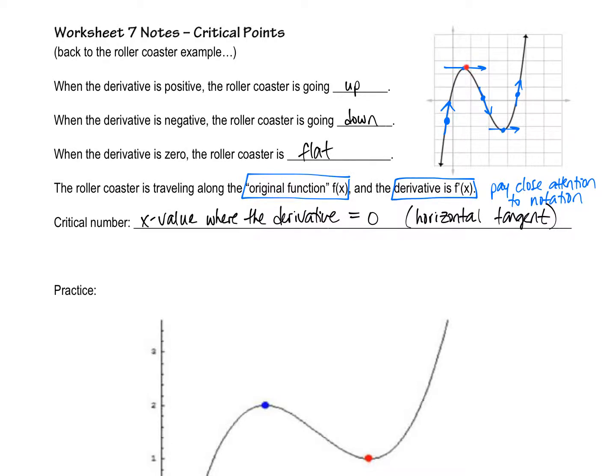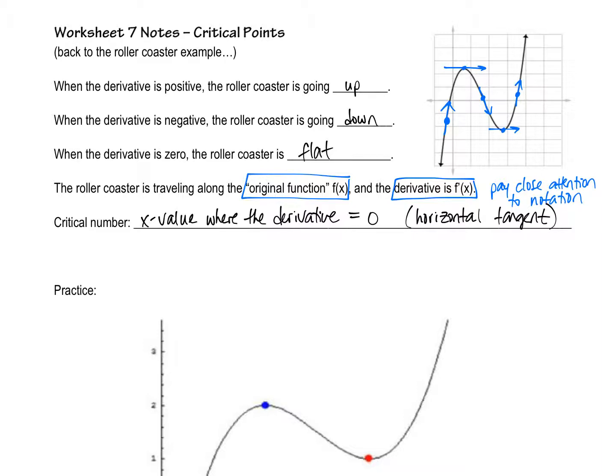At those specific x values where the roller coaster changes or is flat, that is called a critical point. Okay, so remember some stuff for you to copy down. When the derivative is positive, that means the roller coaster is going up. This is a positive derivative here because it means positive slope. Zero slope, negative slope, so negative derivative. Zero slope again, positive slope, so positive derivative.